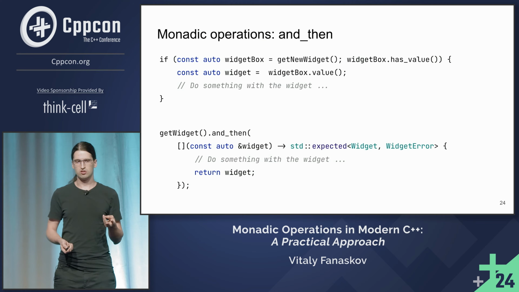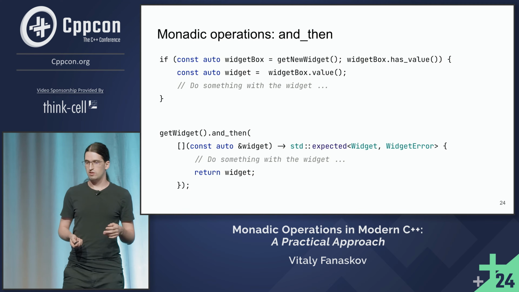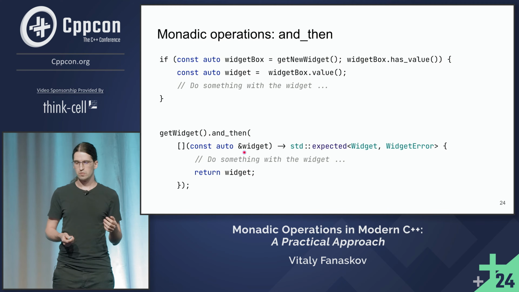The next 4 slides have 2 parts. The topmost part is procedural code, and the bottom one is the analog with monadic operations. So that's the same code. We are getting widgets somehow. Assume that's an identical function, get new widget and get widget. And then we pass in a lambda function or a free function here that accepts a widget and returns expected of widget or widget error.